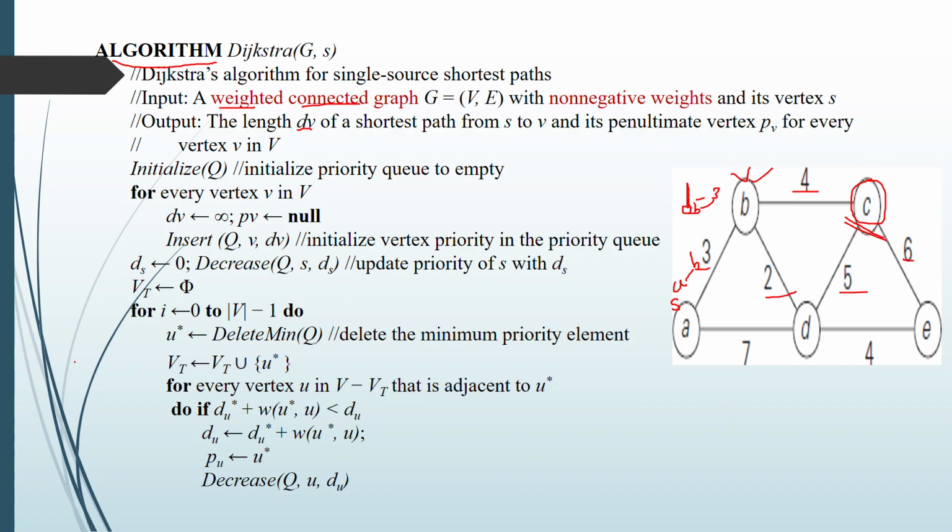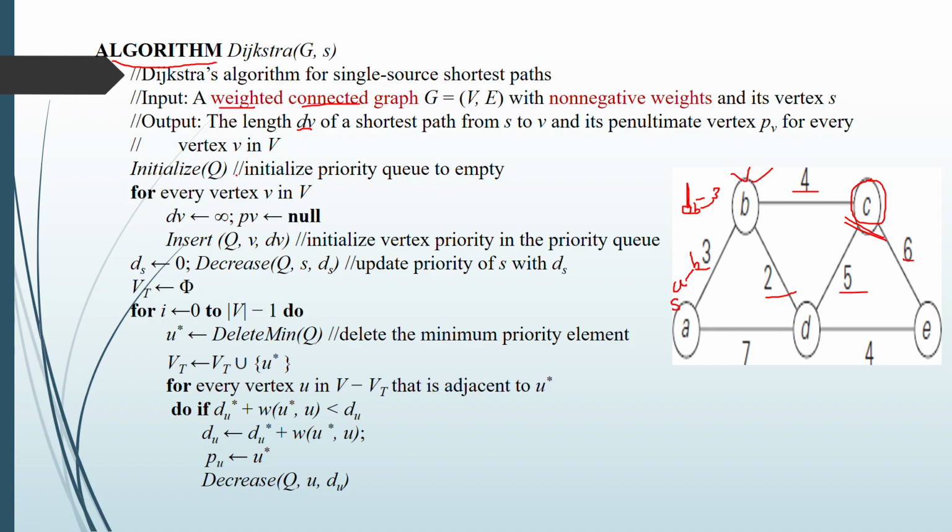And you are using one more notation, that is V. V is the set of vertices. For example, in this graph, how many vertices do you have? A, B, D, C, E. All this vertex set you represent as V.